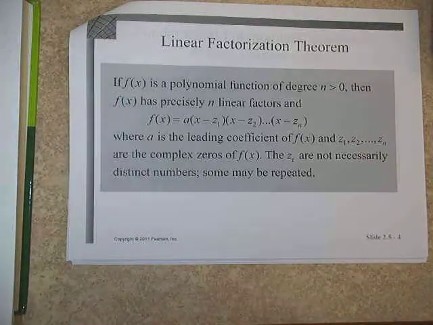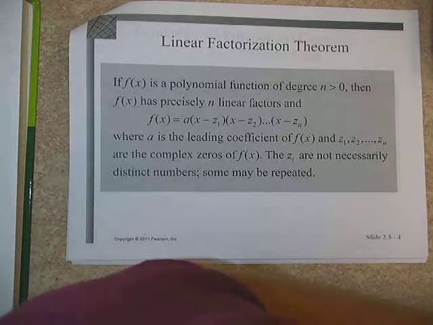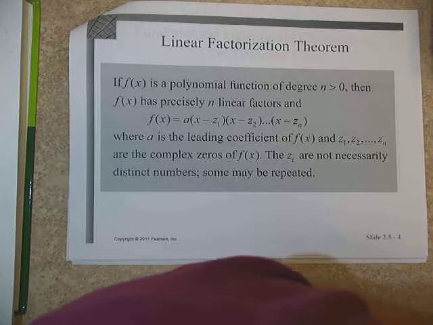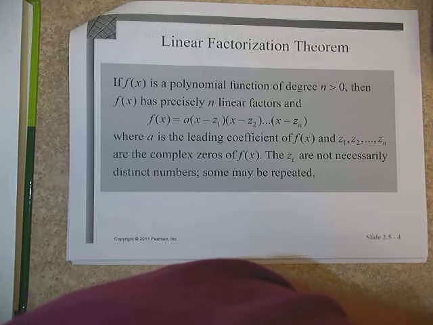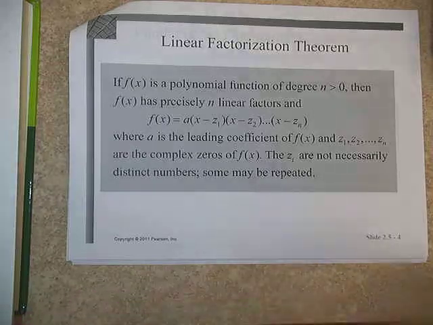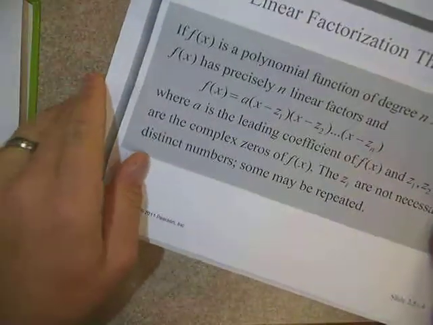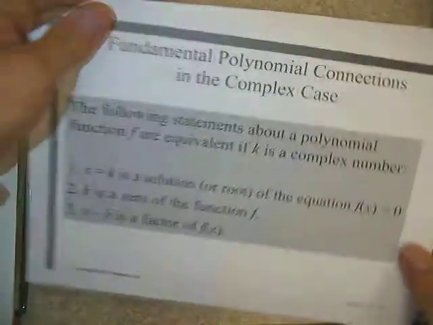What that theorem essentially tells us is that no matter what the polynomial is like, we can break it down into linear factors. And how many linear factors? There's going to be n, the same as the degree. If there's n zeros, there's going to be n linear factors.